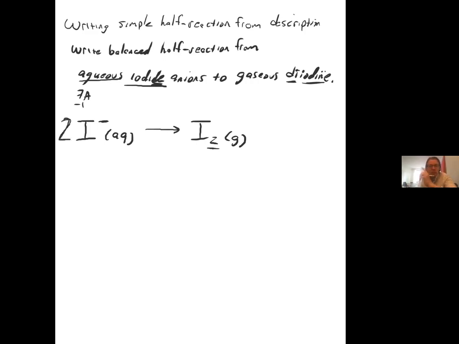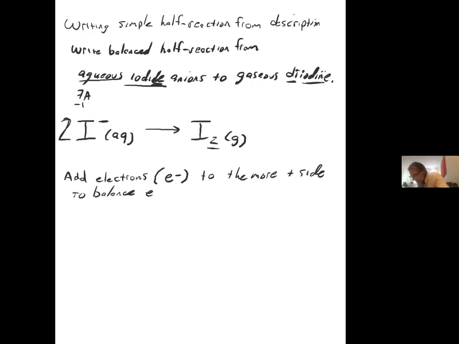Okay. Now here's the redox chemistry. This is called a half reaction. What you want to do is add electrons, and we're going to use the symbol e negative, to the more positive side to balance charge. You want to balance electrical charge by adding electrons to the more positive side. Remember, electrons are negative, so if you add them to the more positive side, that will make it less positive. So I'm going to rewrite the equation just so we have room here.